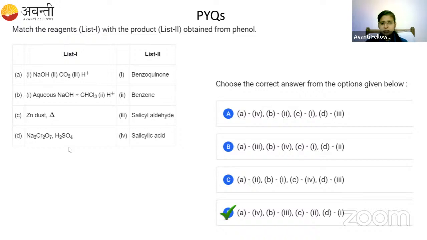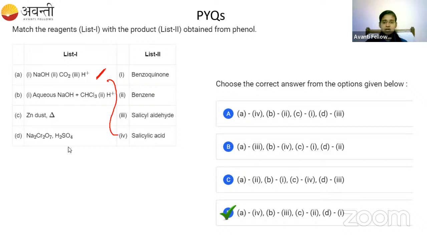So what is the name of this reaction? NaOH and CO2 with H+, leading to the formation of salicylic acid. What is the name of this reaction? Can anyone tell me the name of this reaction? Yes, it is Kolbe's reaction.